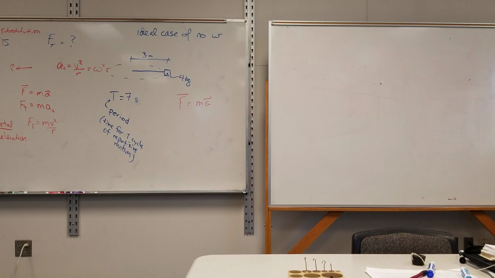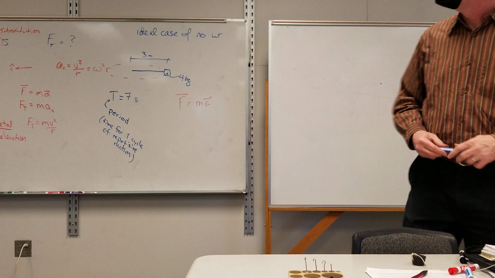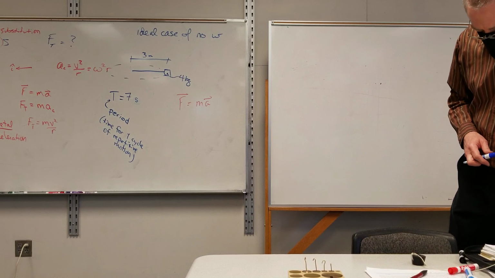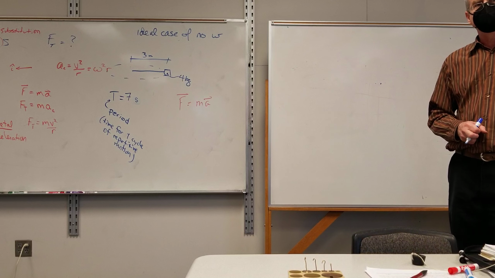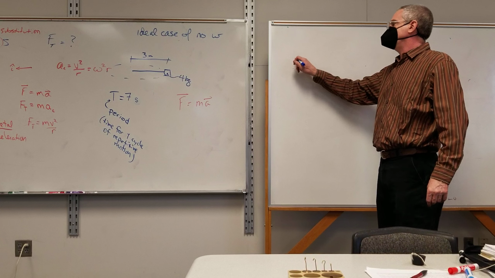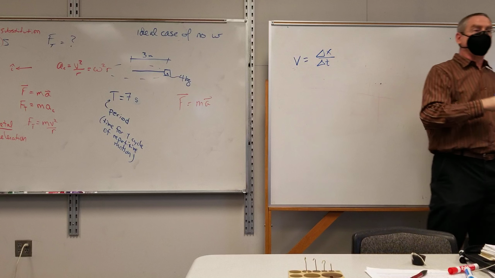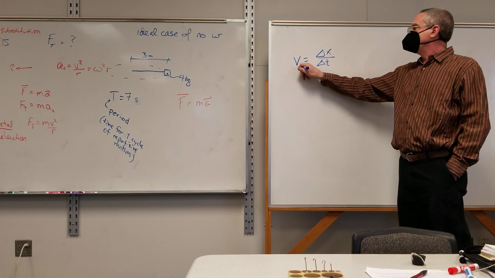R is given. I don't give you speed, though. How do we find speed? What is the formula for speed? V equals d over t. D for distance? Yes, it is distance over time. That'll give you average speed. Very average.